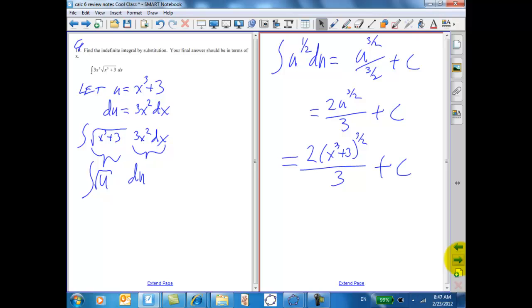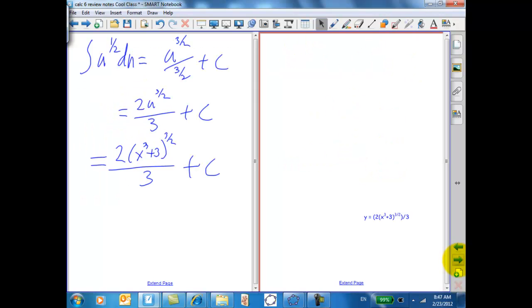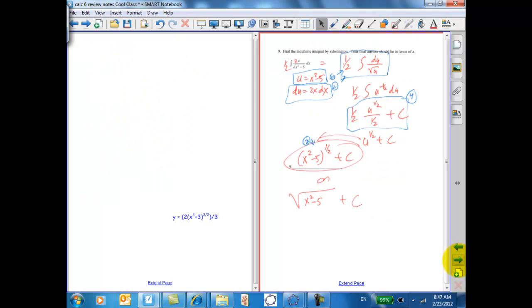But there's no subtracting, there's no valuing from a to b since it's an indefinite integral. But make sure you unsubstitute. Your final answer should be in terms of x. Notice on the definite integral, though, this is another indefinite integral.